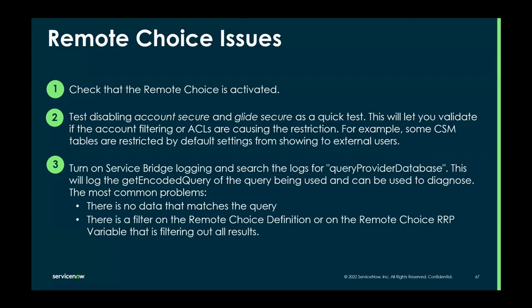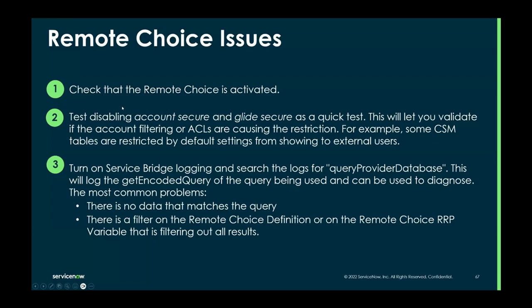A quick example is there are some tables on CSM that, based off of out of the box configuration, have some properties and system properties to say that, okay, we will allow external users to be able to view this. And those imply some different ACLs on there that might not be readily apparent.